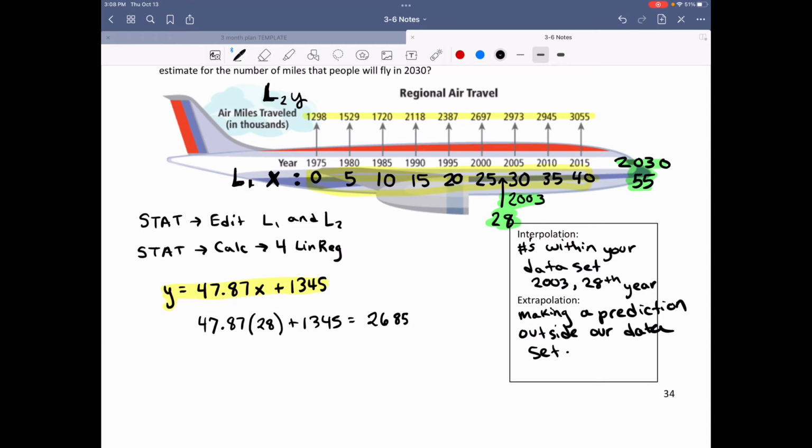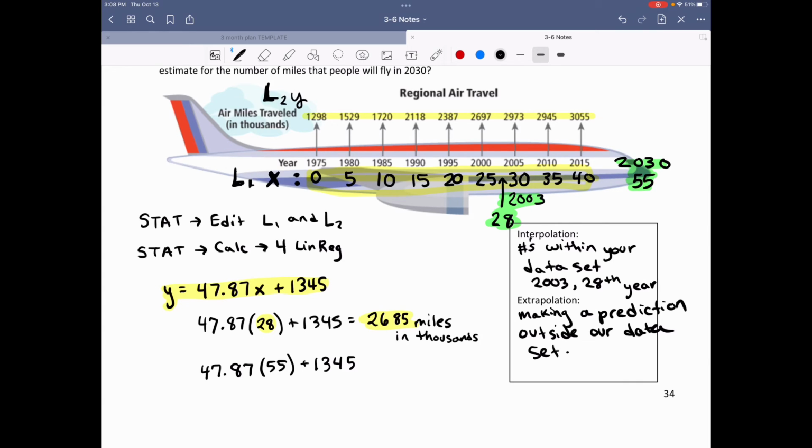So that would be in the 28th year. This is how many miles. So I should write that unit, miles, in thousands. And then we're going to do the same thing. We're going to take the linear regression equation. We're going to plug in 55. Now this is extrapolation because it's outside of our data set. So I'm going to put that into my calculator right now.